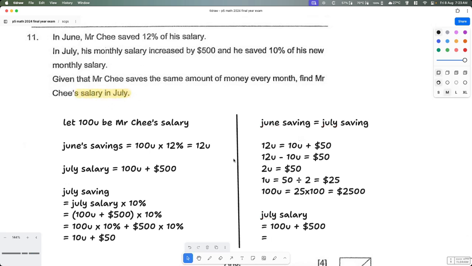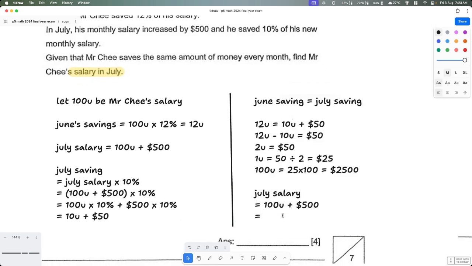Okay, so always double check. So it's 2500 plus 500. This will become $3,000. There you go. So that's the answer, $3,000. Okay, let's move on to the next question.